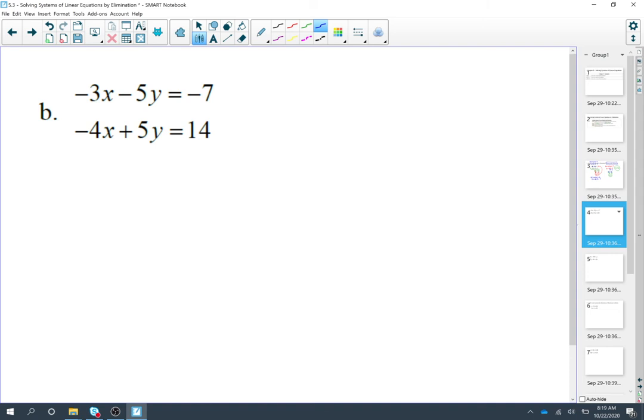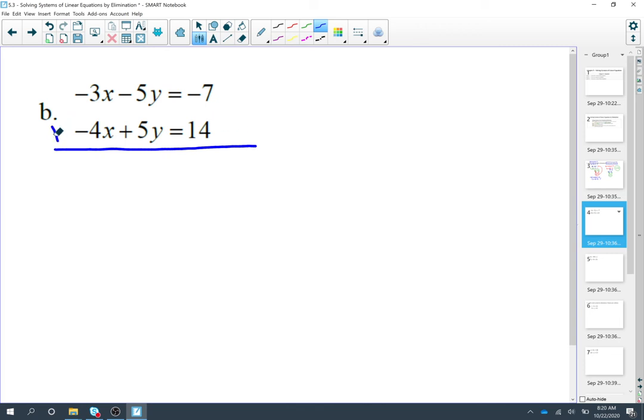Letter B. -3x minus 5y equals -7, and -4x plus 5y equals 14. So first of all, x's are stacked above x's, y's are stacked above y's, equals are on top of each other, and then the constants. That's good. Now I'm going to look for an opposite coefficient. -3 and -4 are not opposite, but what about -5 and +5? That's good. That's what we're looking for, so we're ready to go.